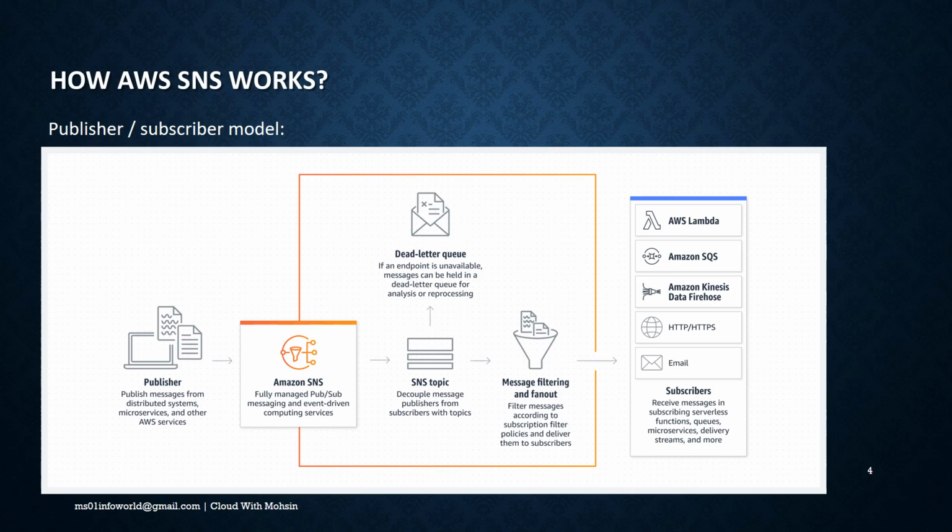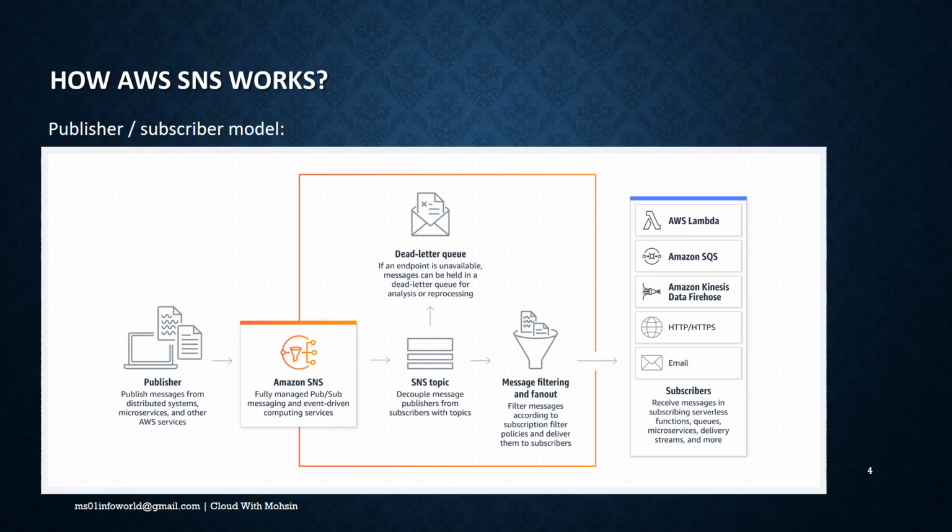As I have mentioned earlier, there are different models the way SNS works. Here, this one is the publisher or subscriber model. When you see this diagram, there is a publisher. The publisher is something that publishes messages from distributed systems, microservices and other AWS services. Then SNS will receive those messages from the publisher, and here you can see there is an SNS topic.